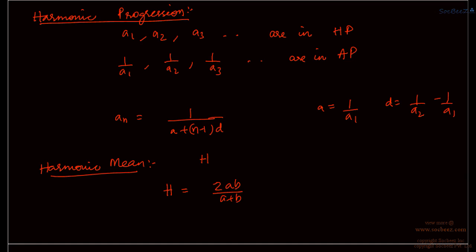Now, this is a simplified version. Actually, it's pretty simple. You know that a, h and b are in harmonic progression if 1 by a, 1 by h, 1 by b, these three are in arithmetic progression, right? So you can always write this way: 1 by h minus 1 by a is equal to 1 by b minus 1 by h, right? Successive terms have the same difference. So taking 1 by h to one side, 1 by a to the other side, and then simplifying, we get h is equal to 2ab by a plus b.